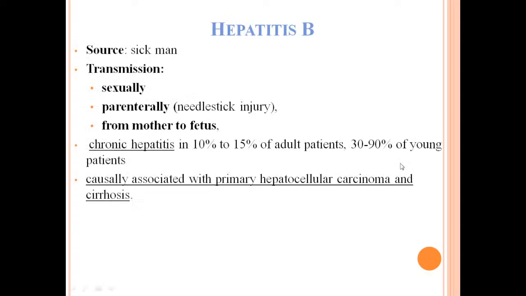Epidemiology and pathogenesis of hepatitis B. Source of infection is a sick person. It's transmitted by sexual contact, parenteral transmission through needle stick injury if it is infected, and from mother to fetus. Chronic hepatitis B occurs in from 10% up to 15% of adult patients, and from 30 up to 90% of young patients. Hepatitis B is causally associated with primary hepatocellular carcinoma and cirrhosis or destruction of the liver.